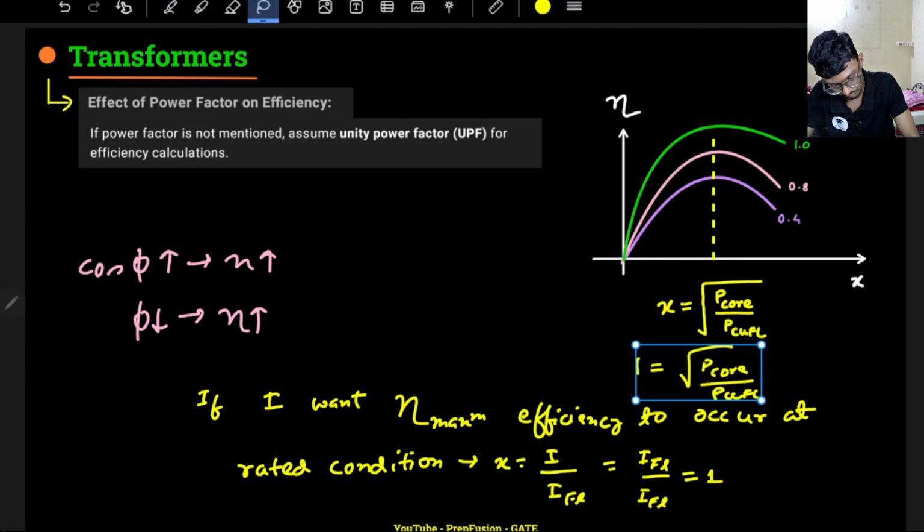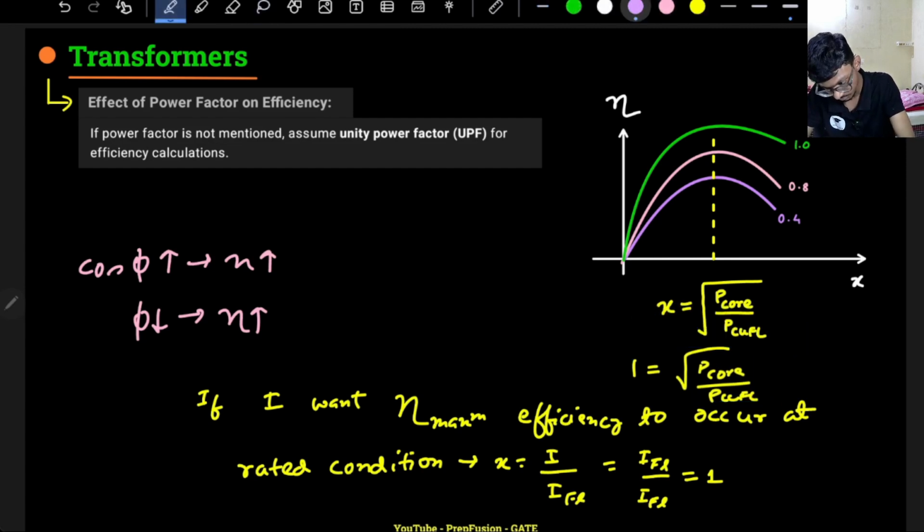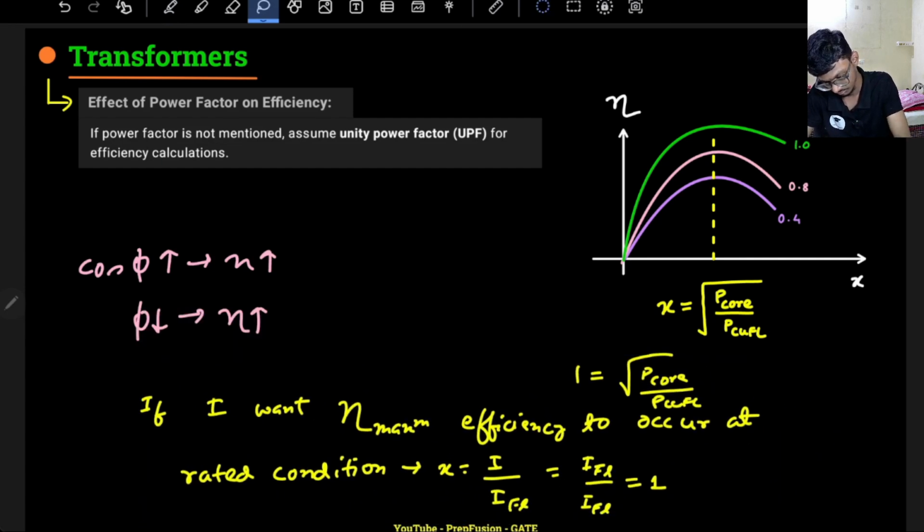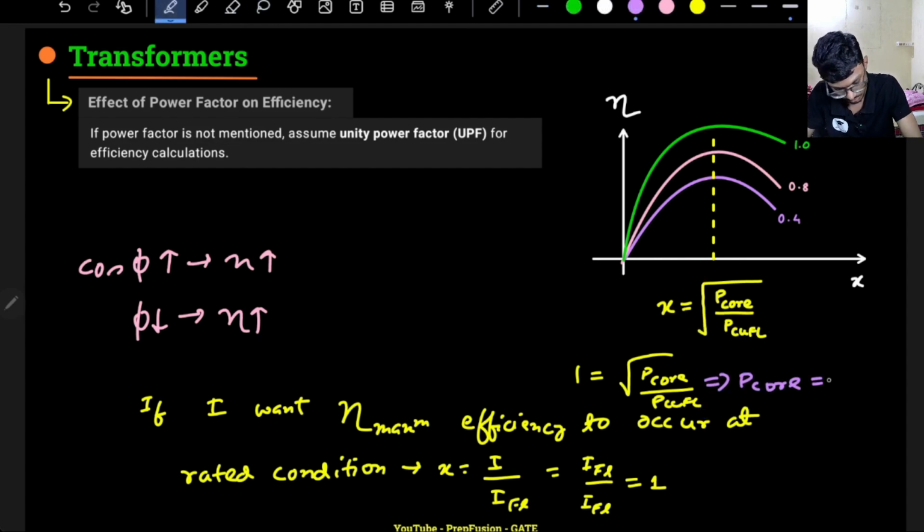So this value will be equal to my P core will be equal to PCU FL. Okay. So of course if the full load copper loss is equal to the core loss, then the maximum efficiency will occur at rated load.